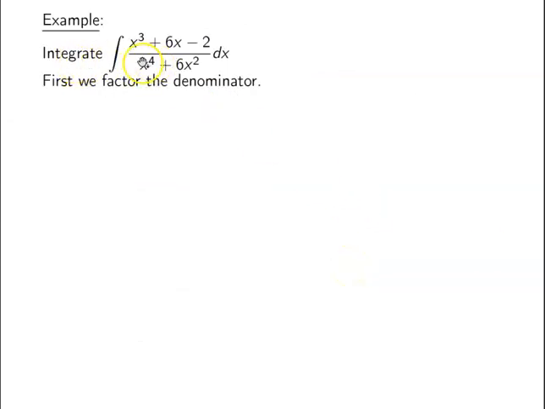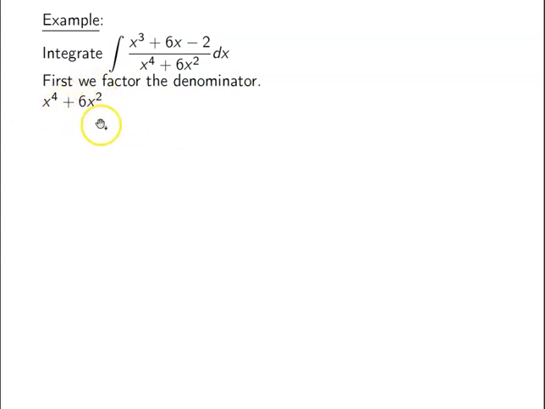So another example, let's integrate x cubed plus 6x minus 2 over x to the fourth plus 6x squared. So notice that right away, the denominator is a higher degree than the numerator. So I do not need to do any long division. That's great. So I do need to factor the denominator. I can use synthetic division for that, or I can give it the good old 1-2 shot for just regular factoring and see what I get.